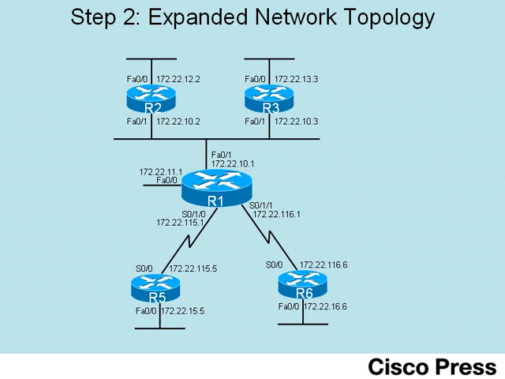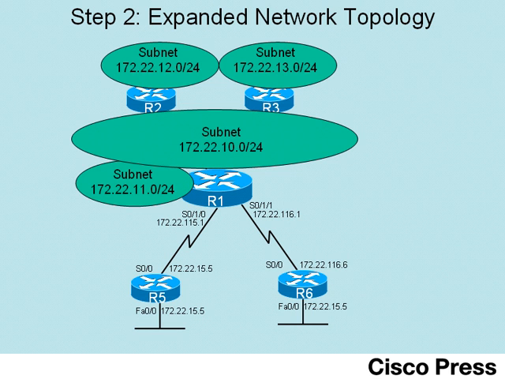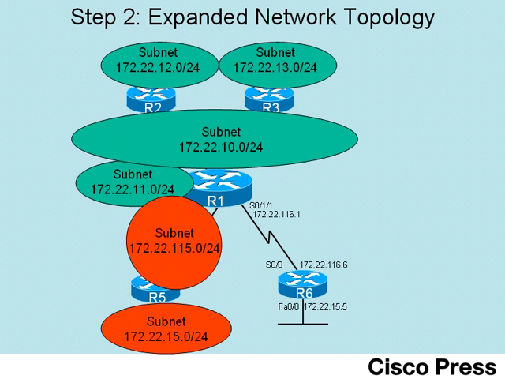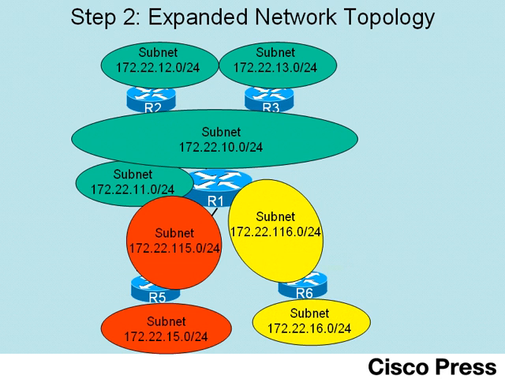Next, let's move on to step 2. In step 2, we've added 2 routers and 4 subnets to the picture. So as you see here in green, we have the same 4 original subnets that we had in step 1. Additionally, off router 5, we have these 2 additional subnets as well, subnet 172.22.115.0 and 172.22.15.0. Similarly, off router 6, we have a WAN subnet 116.0 and a LAN subnet 16.0.